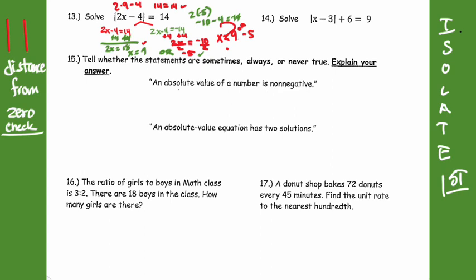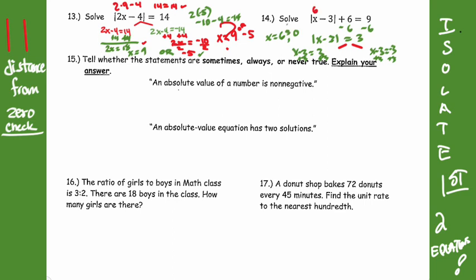On 14, before I can solve this, I need to isolate my absolute value. So I subtract 6 from both sides. And then I can make my two equations, right? Once I do that, I solve for my variable and I check it, showing that, yes, both 6 and 0 work for this.